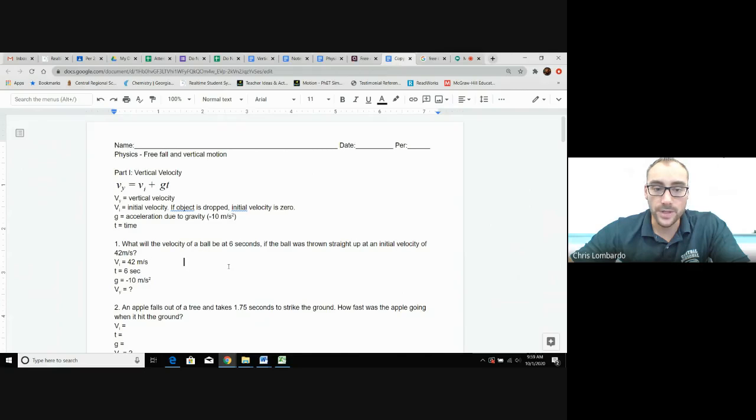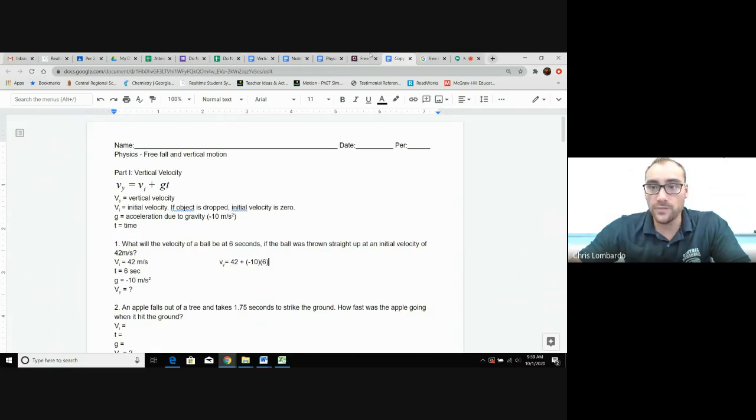So I'm just going to jump back up over here. So V, now to get the subscript, is Control comma. So V sub Y, Control comma again to get it out of there, equals, and now let's type in our numbers. Vi, 42. We're going to add that to negative 10 times our 6 seconds.